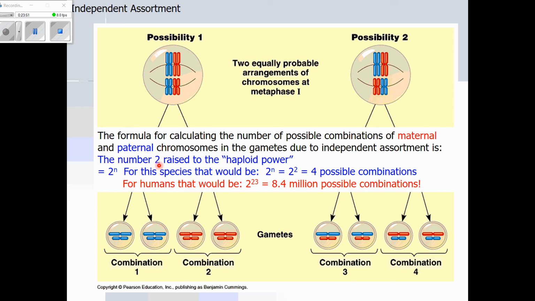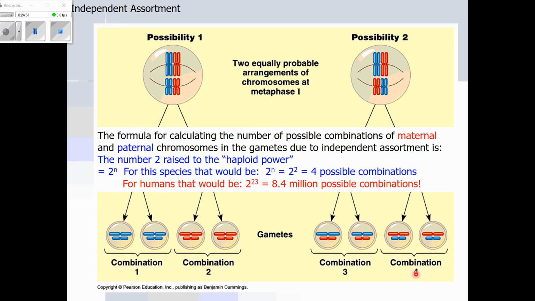That formula is the number 2, always the number 2, but you put, as an exponent, the haploid number. So it's 2 to the n power. So this species, whatever kind of animal this is, it has 1, 2, 3, 4 chromosomes. The diploid number is 4. So that means the haploid number is 2. So if we take the number 2 and we raise it to the 2 power, the second power, what is that? That's 2 times 2, which is 4. So there's 4 possible combinations of blue and red chromosomes that could end up in a sperm or an egg.